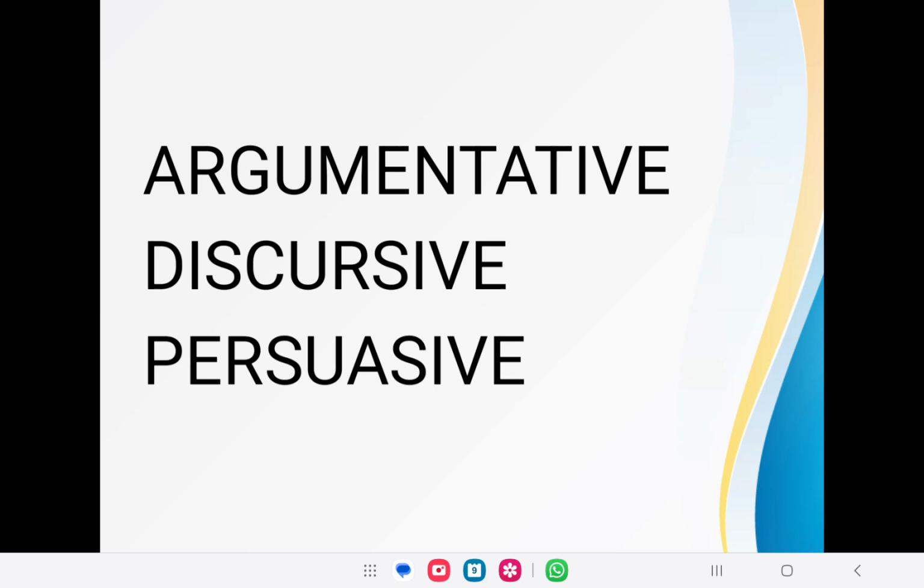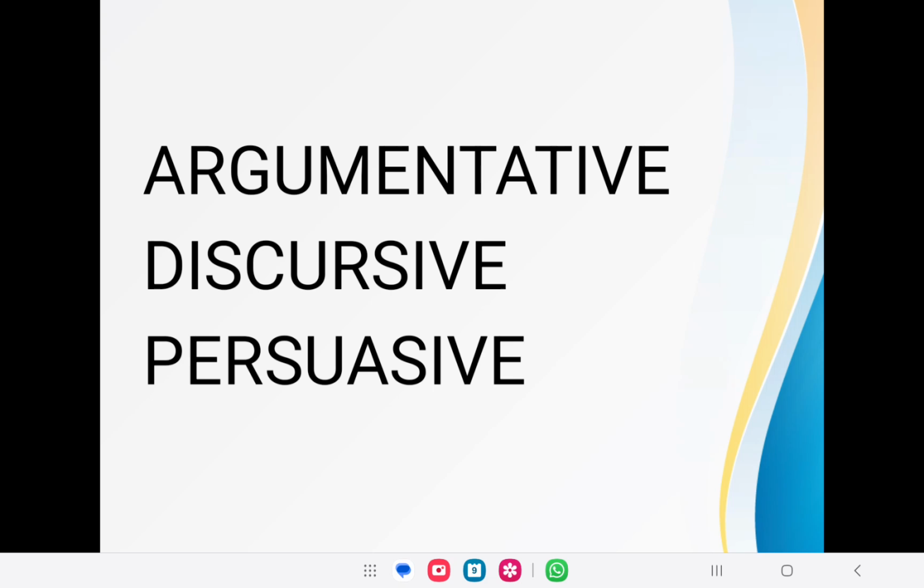If this is argumentative, if you are going to make a debate in front of someone, then you have to prove your point. If it is discursive, if you are writing an article that has two different perspectives, two different points of view, you are going to prove with logical reasoning that whatever side you are choosing is correct.